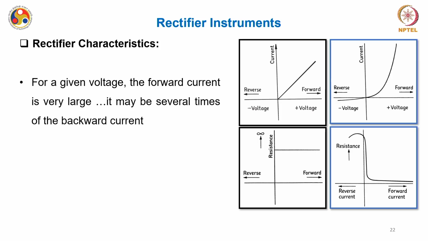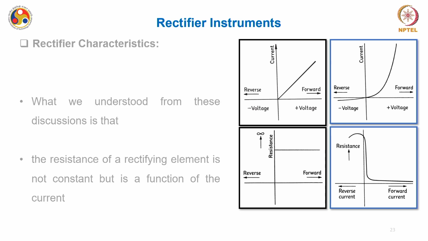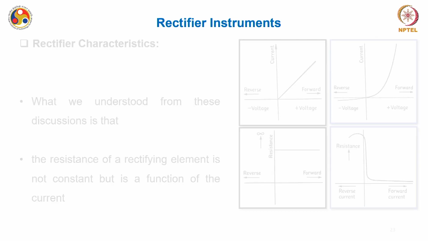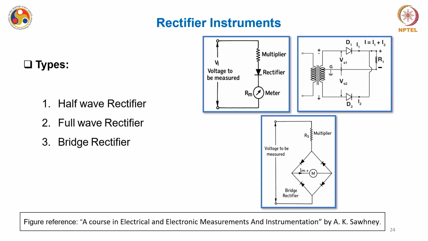So for a given voltage the forward current is very large, it may be several times the backward current. What we can understand from this discussion is that the resistance of a rectifying element is not constant but varies with current, and that is what a typical diode's characteristic is.